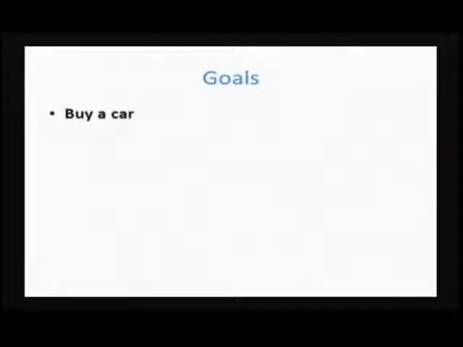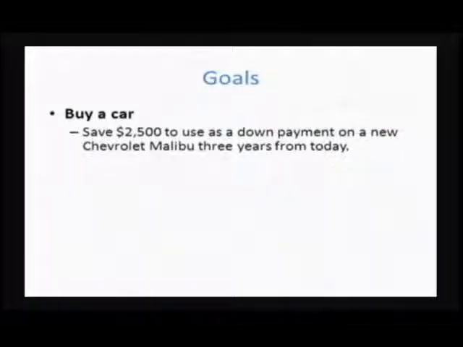Probably not. So we need to add a little bit to this goal. How about if I save $2,500 to use as a down payment on a new Chevrolet Malibu 3 years from today? Is that specific? Pretty much.